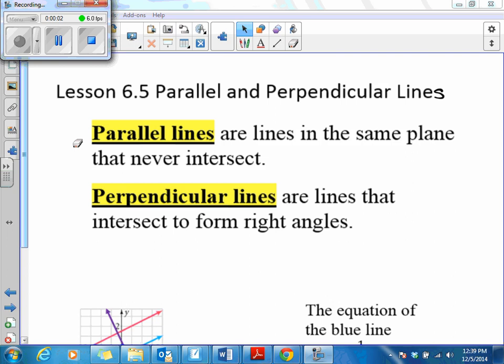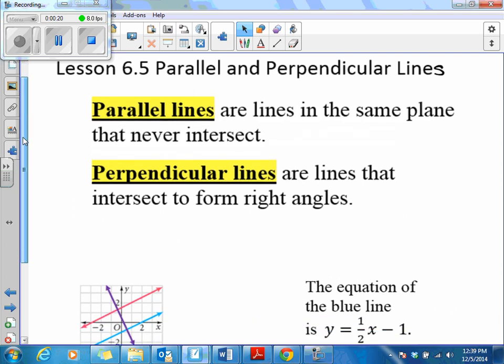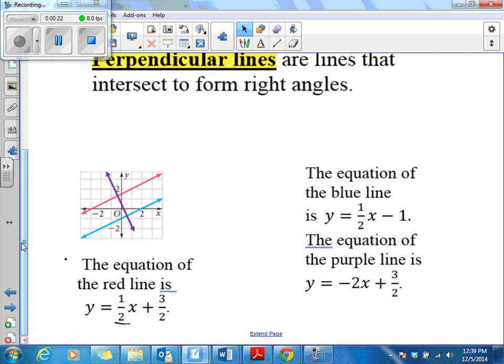Our second lesson today is lesson 6.5, parallel and perpendicular lines. Parallel lines are lines that lie in the same plane and never intersect. Perpendicular lines are lines that intersect to form right angles. I put an example in your notes. You'll see very clearly that the red and the blue line are parallel to each other.